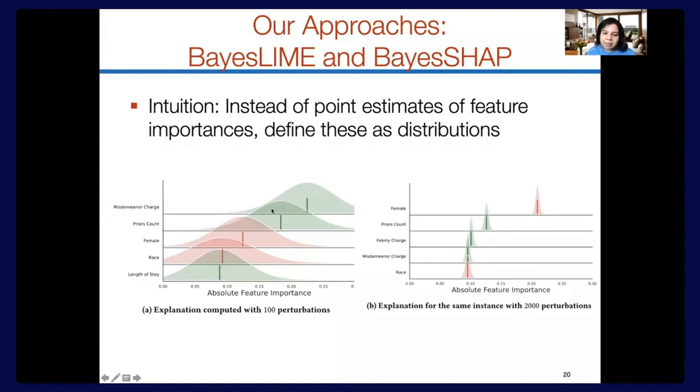So as opposed to just giving point-wise estimates, if we give this distribution, we can give a more accurate picture to the end users as to what your feature importances are, and at what confidence level. So that's what we are trying to do. And how do we do that? By taking the Bayesian route.